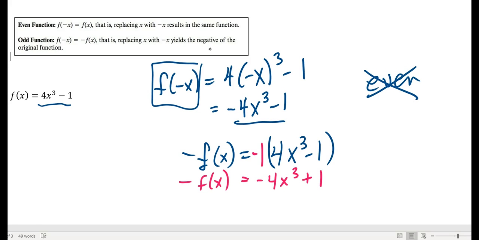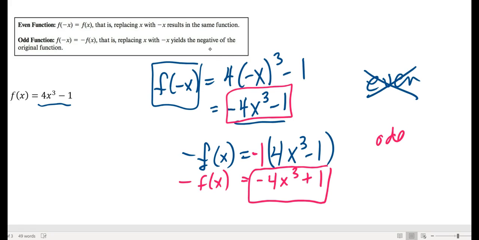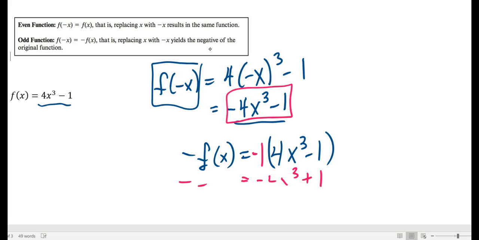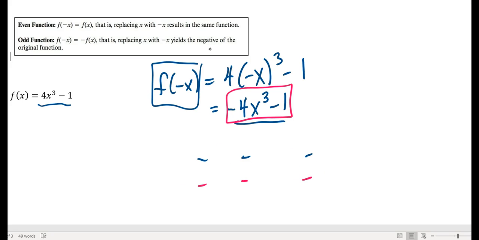So if these were odd, negative f of x would have to equal f at negative x. So that's why I check my even one first, because I need it anyways. These are not equal, so it is not odd. So I'll say it's neither. You can check this also on the calculator. We said that an even function would be mirrored about the y-axis. Well, an odd function is even easier to check on the calculator.